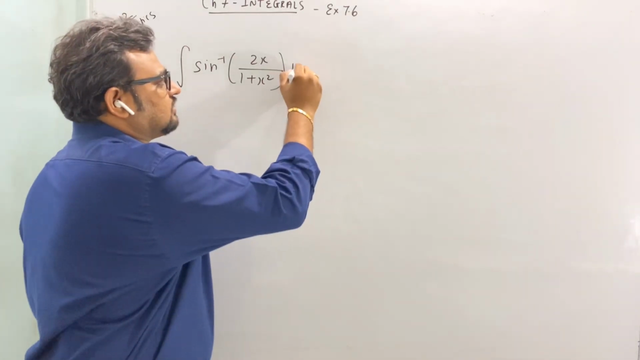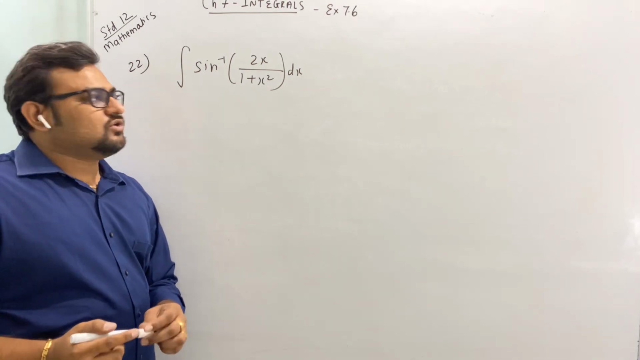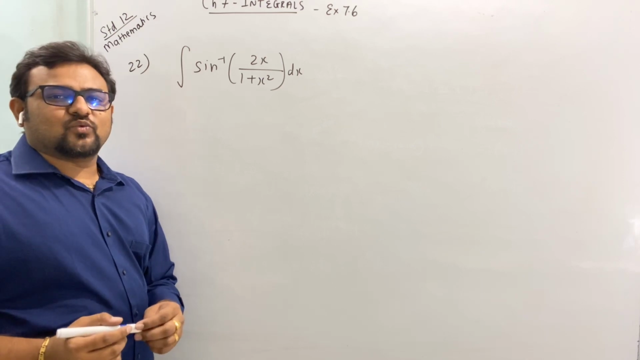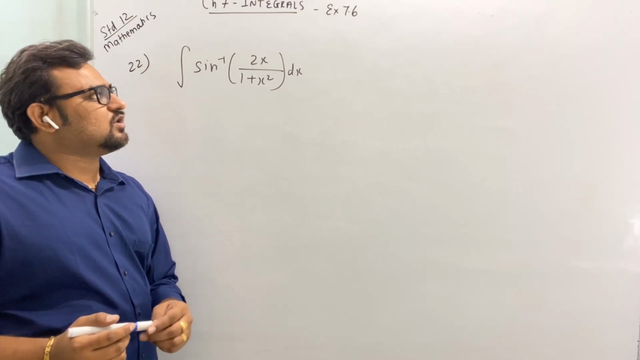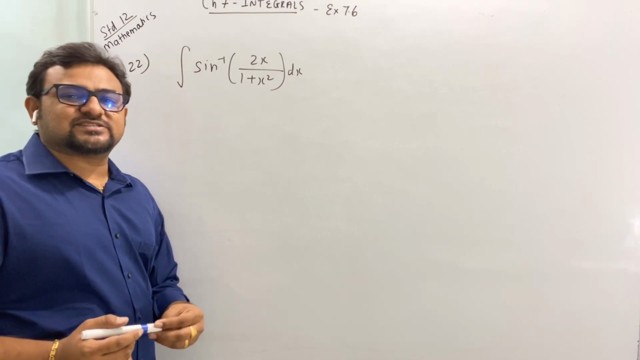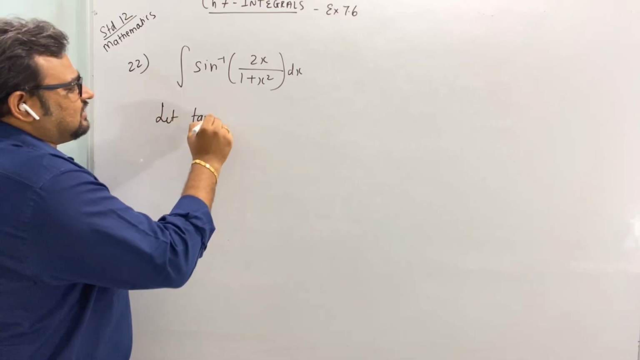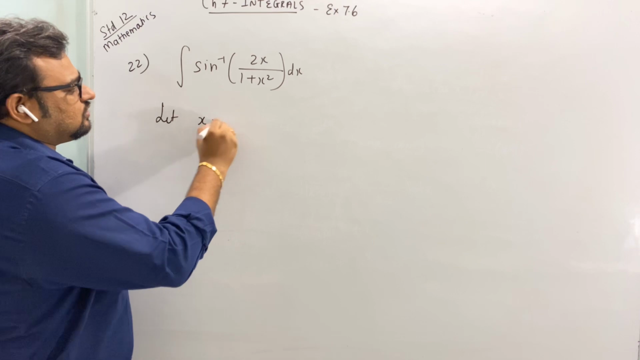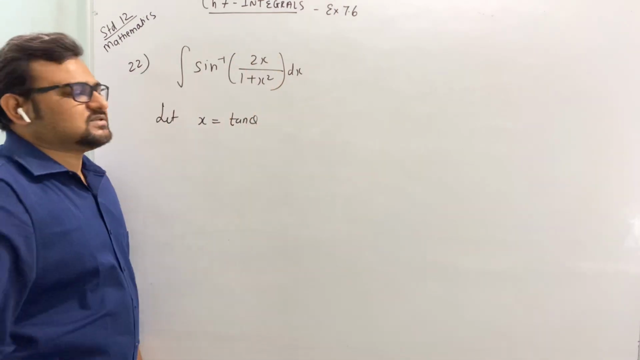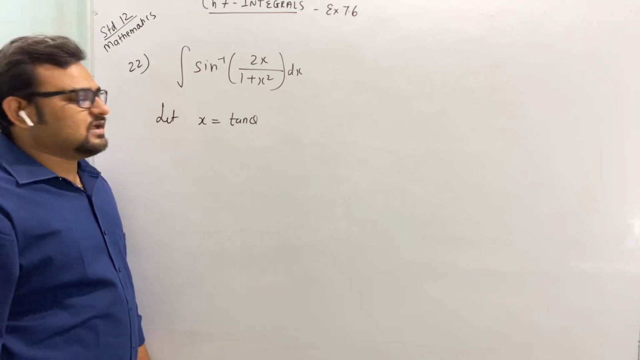Okay. Now this is not based on e raised to x, right? So 2x upon 1 plus x square. What can we assume? We can assume it as tan theta. Let x equal to tan theta. So it will be 2 tan theta upon 1 plus tan square theta. That will be the formula of sine 2 theta.